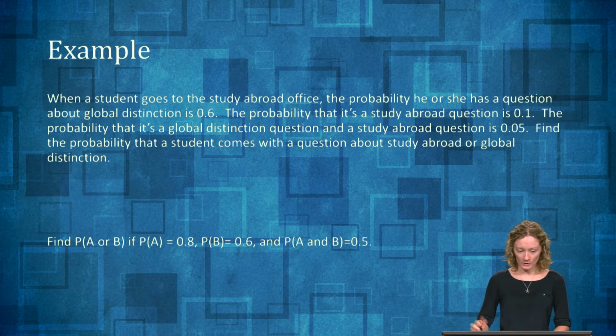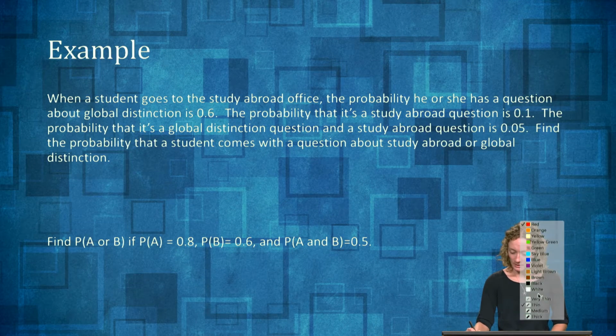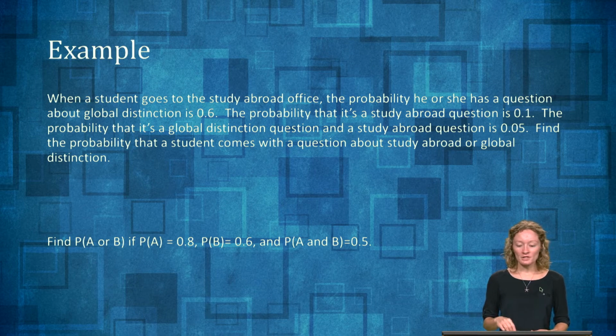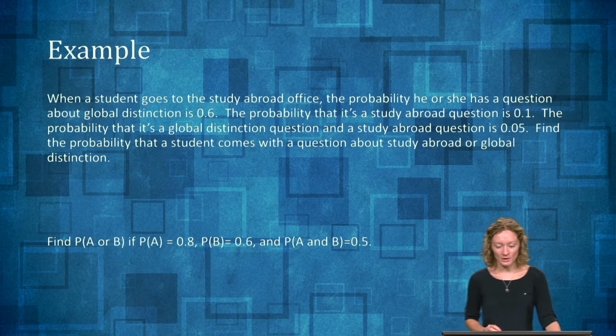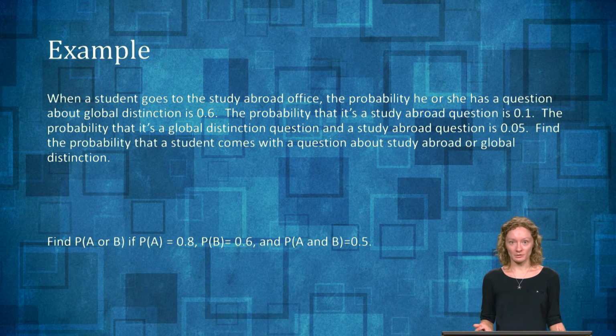All right, a couple more examples together in this realm. When a student goes to the study abroad office, the probability he or she has a question about global distinction is 0.6. Global Distinction's a program we offer here at Valencia. You're actually getting credit for a global distinction class by taking this class. You can ask me questions about it if you're interested. The probability that it's a study abroad question is 0.1. The probability that it's a global distinction question and a study abroad question is 0.05. Find the probability the student comes in with a question about study abroad or global distinction.